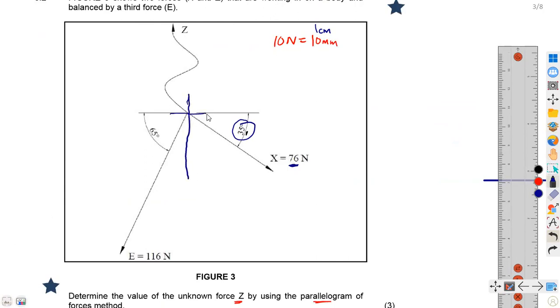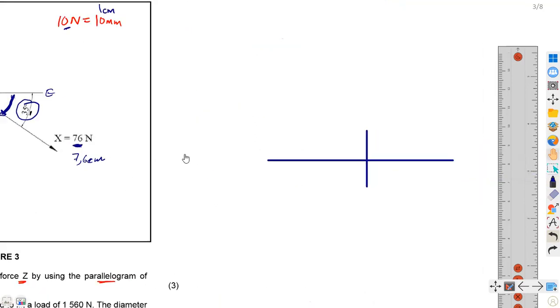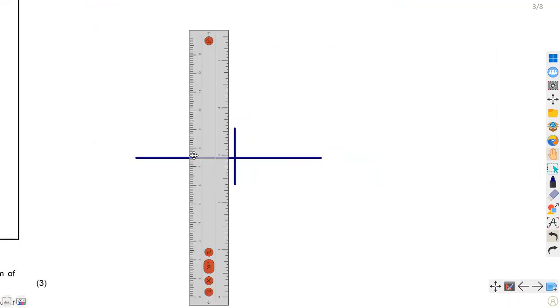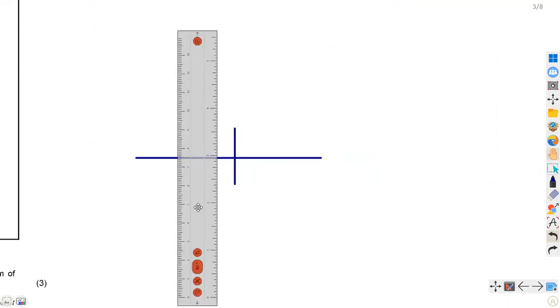From this point is our North Pole. We have got an angle of 35 degrees. This is your north, this is your east, this is your south. So from the east going to the south, we have got an angle of 35 degrees. You measure 35 degrees, then 76 Newton, you divide by 10. Remember, 10 Newton represents 1 centimeter. So if you divide by 10, that's 7.6 centimeters. This is what you're going to do from this point.